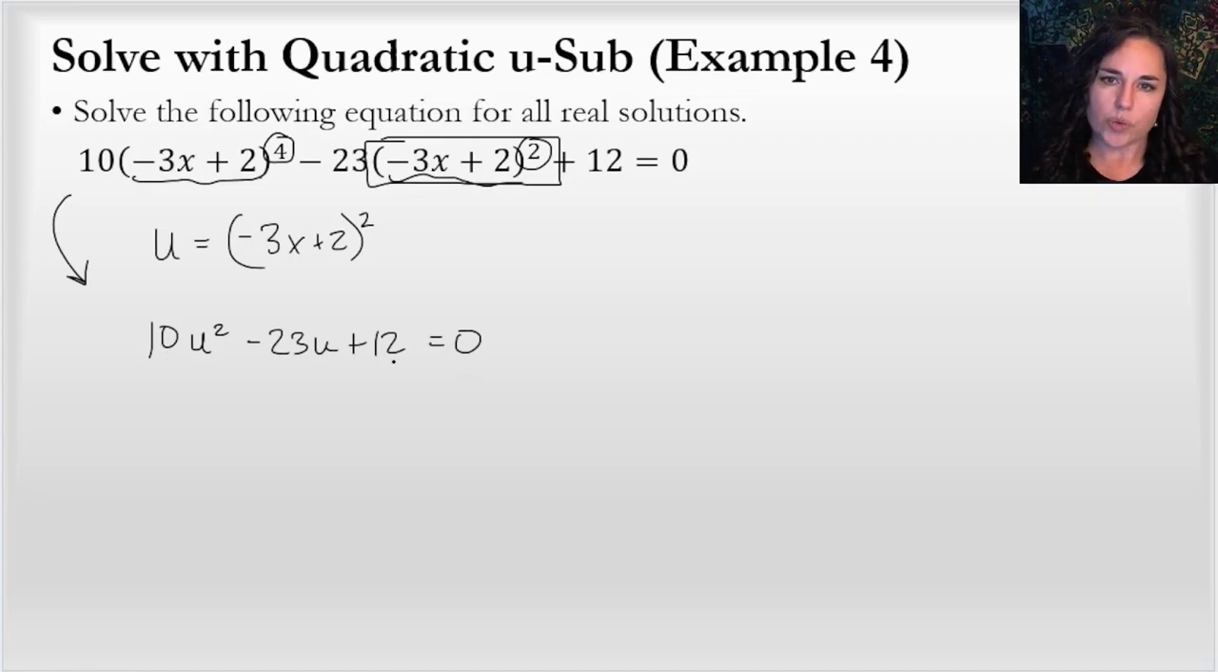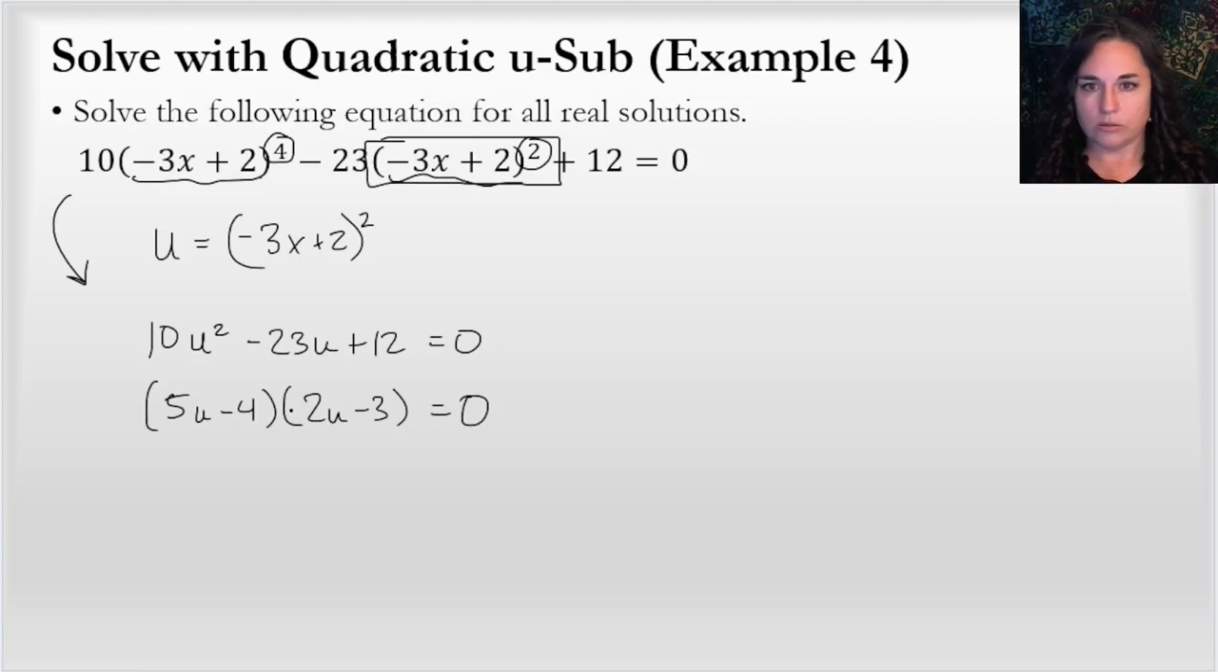I saw 10 and 12, and there's not a ton of factors that go into 10 and 12, and I'm going to magically wave my hand and say that this factors into (5u minus 4)(2u minus 3). All right, so that's the magic of movie making, is I know the answer immediately, right? It's written down here in my notes. So that's what this factors into.